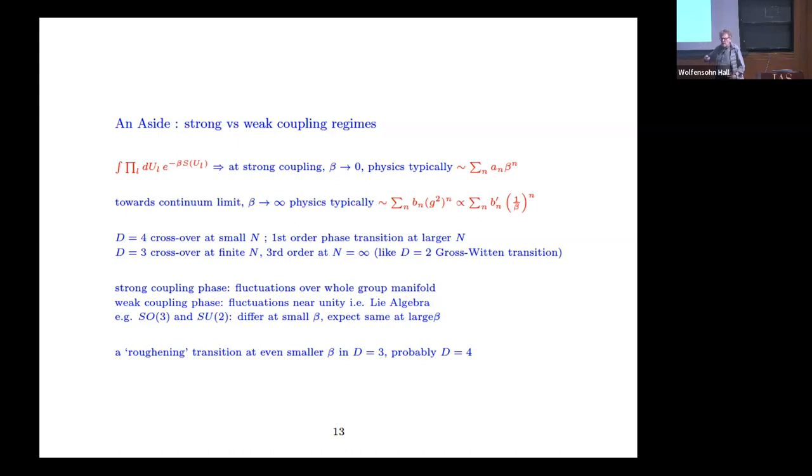Are you thinking of a lattice theory? Because it's certainly true that the location of the crossover is different in SU2 and SO3. Very different beta, very different beta. You can use the same betas, you won't get the same.